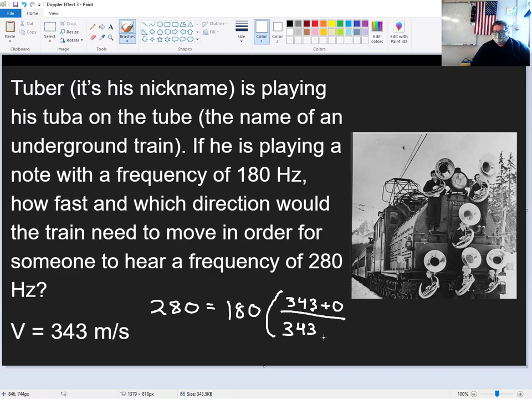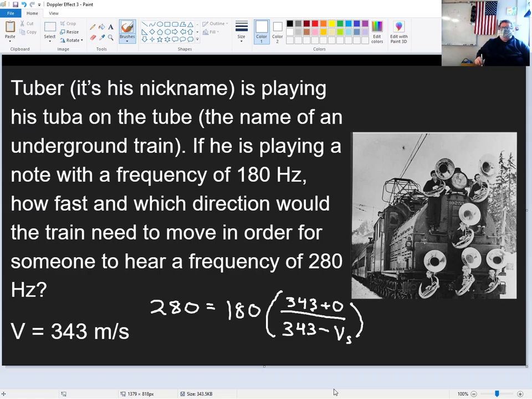But this time, let's think about this for a moment. If we want the pitch to increase, right, we want to go from 180 to 280, should this train be moving towards or away from us? Well, if we want the pitch to go up, it should be moving towards us. Remember, pitch goes up as it moves towards. So if it's going towards us, that's a bad thing. Damsel in distress. Tuber's coming for us. So I'm going to have a minus sign here. And then I don't know what the velocity of the source is. That's my unknown.